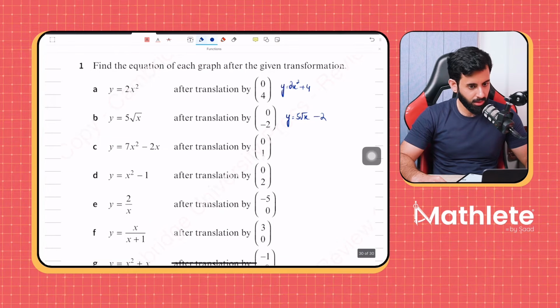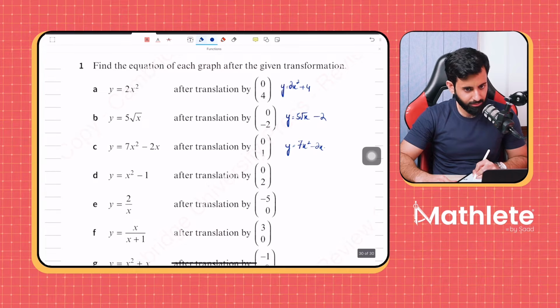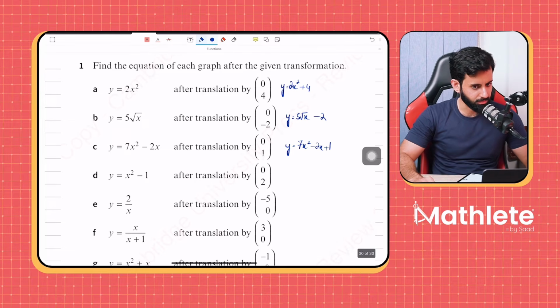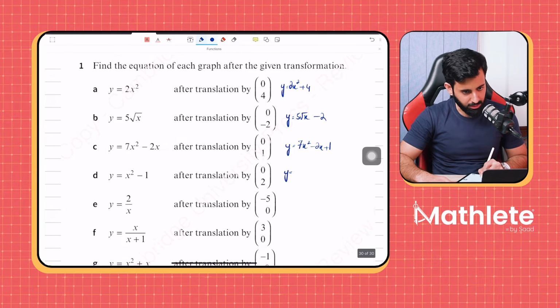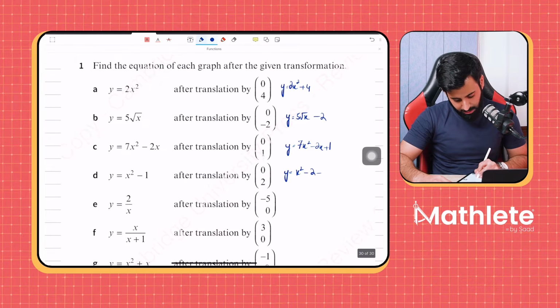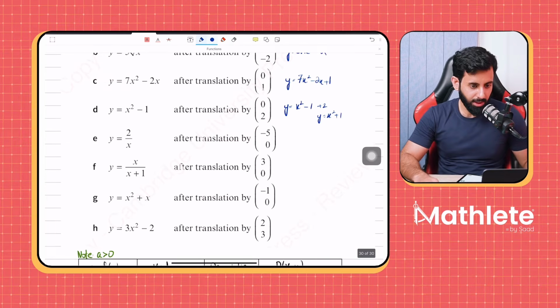Then, what about part C? Again, pretty straightforward. Plus 1. Yeah, plus 1. Okay, good job, Momin. All right, what about part D? Again, I think pretty straightforward. It's going to be y equals x squared plus 1, because you'll have minus 2 and then minus 1 and then plus 2. So it's going to become y equals x squared plus 1. All right, now, part E.